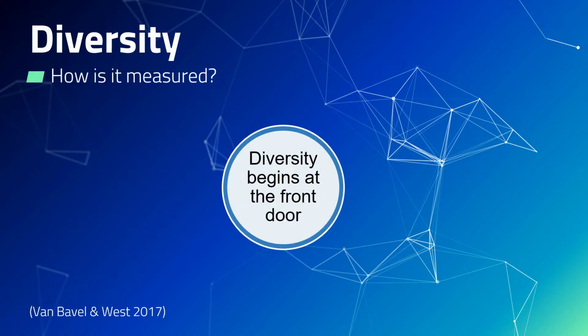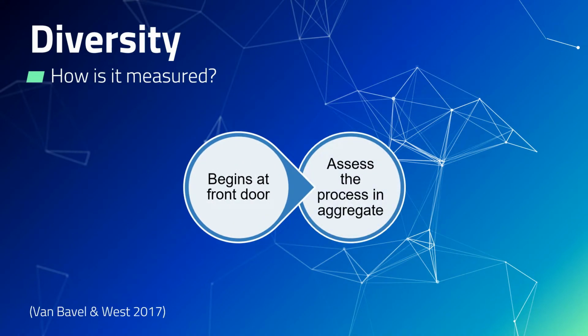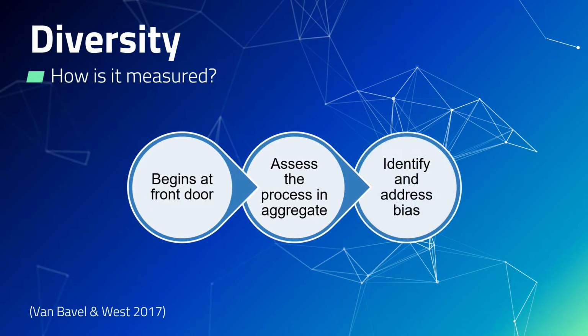How is it measured? It's important to understand that diversity begins at the front door, as per Google's example. In order to identify if our behaviour and decision making is providing for diversity appropriately, it's important that we assess the process in aggregate. Van Bavel and West discuss, for instance, if 50% of job applicants are women and no women progress to the final interview stage, the suggestion would be that bias is being introduced earlier in the process. What is possible is for the leader to use the aggregate results to assess for bias and use that learning to address those biases in the process moving forward.